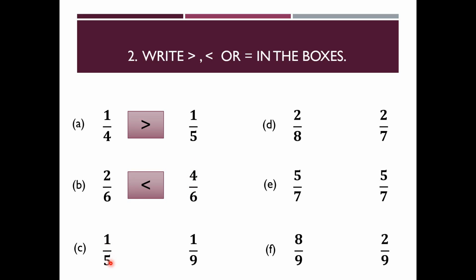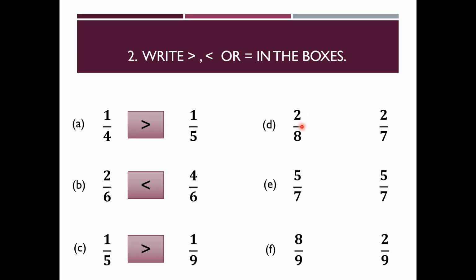Next is 1 upon 5 and 1 upon 9. So the two fractions that we have to compare are 1 upon 5 and 1 upon 9. Here we can see the numerator is common, so we have to compare the denominators. The statement says, when the numerator is the same, then the fractional number that has the smaller denominator is greater. The smaller denominator is 5. Therefore, 1 upon 5 is greater than 1 upon 9.